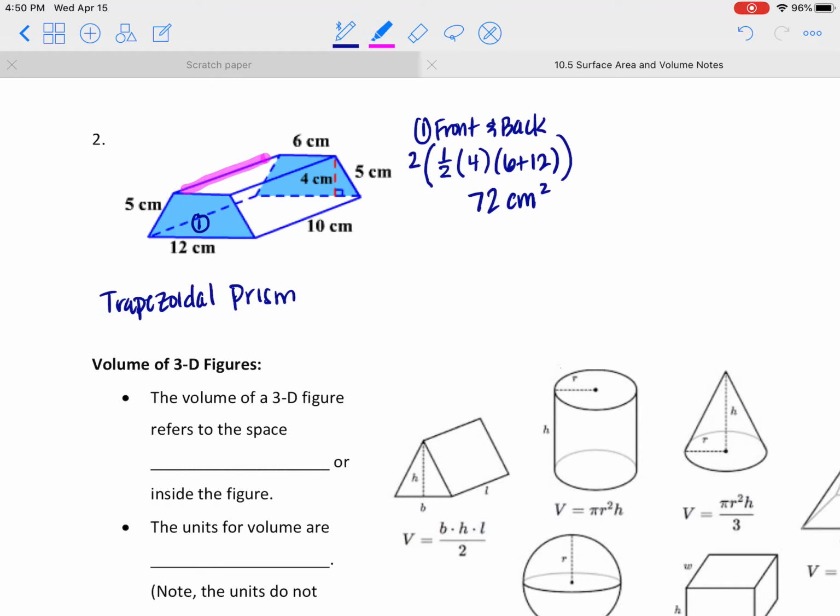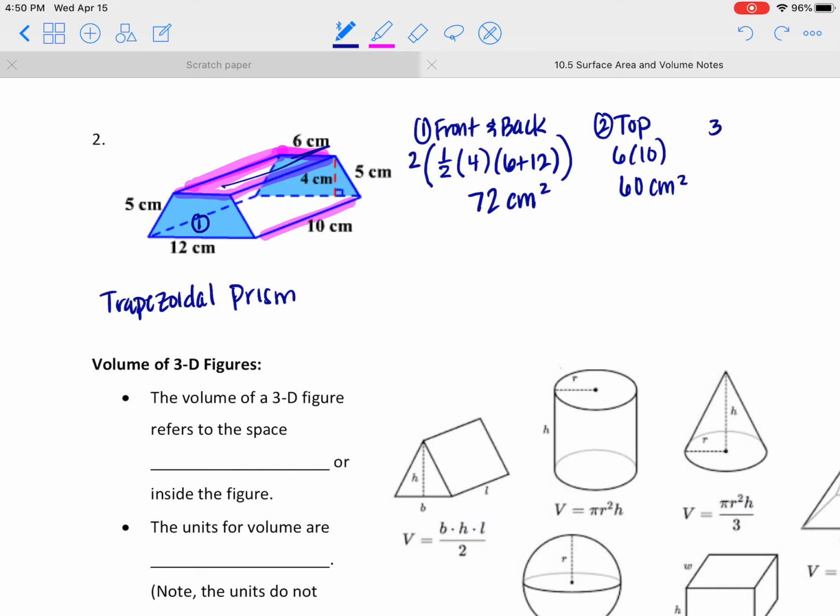Now the top and the bottom are not the same size, right? The rectangle that we have on the top here is not the same size as the rectangle that we have on the bottom, because this length is not the same as this length. So I'm going to have to separate those out. So I'm going to go with the top next. 2 is going to be just the top. So this piece here, and that's just a rectangle, so it's just the length times the width, and this length is 10, and this width is 6. So the top is going to be 6 times 10, which is going to be 60 centimeters squared.